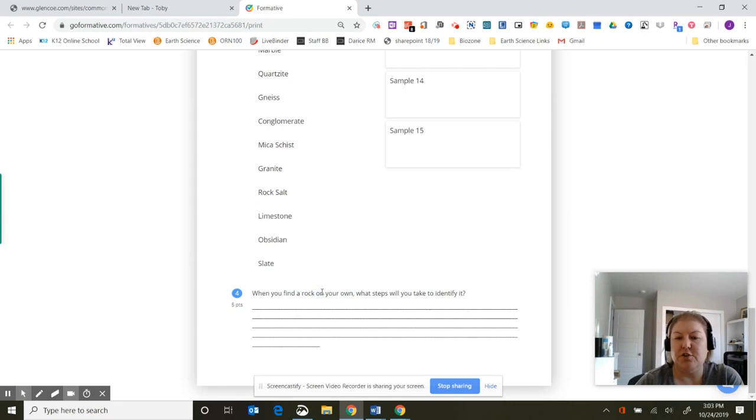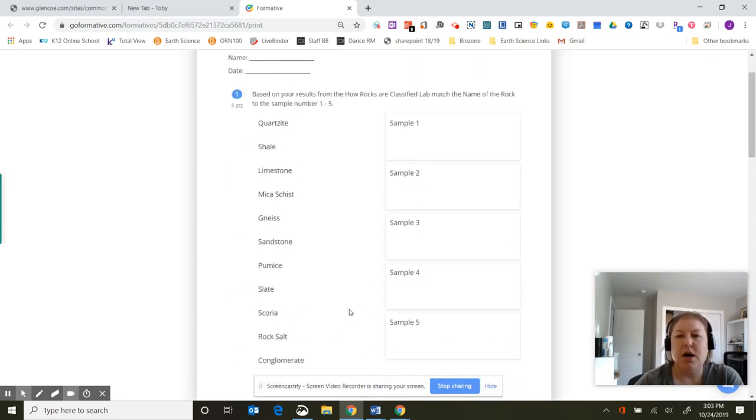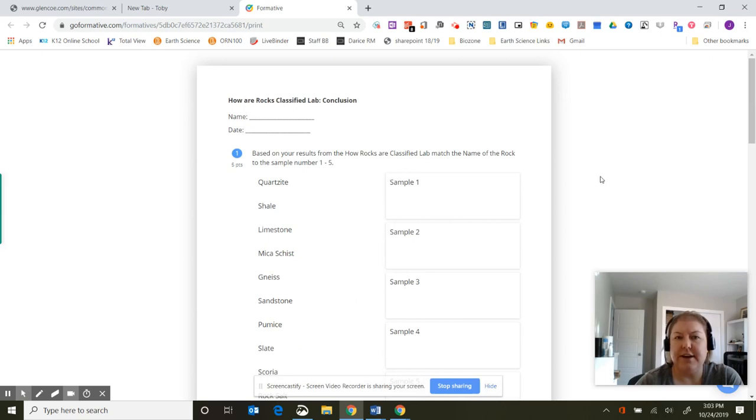When you find a rock on your own, what steps will you take to identify it? Please do not just say pick it up and look at it. You need to list the different things you are going to look for. So it's worth 5 points. I would say you list at least 5 different things. Okay. So that is how you do the lab.